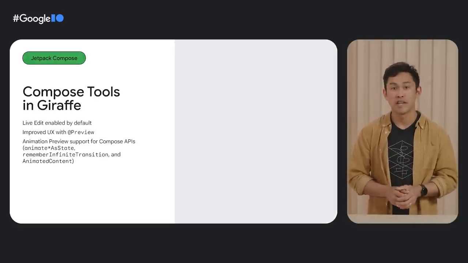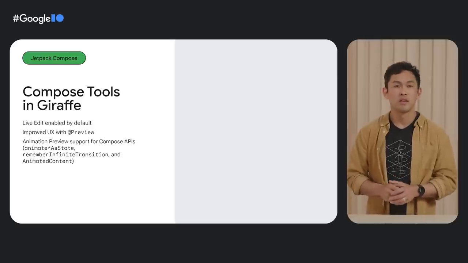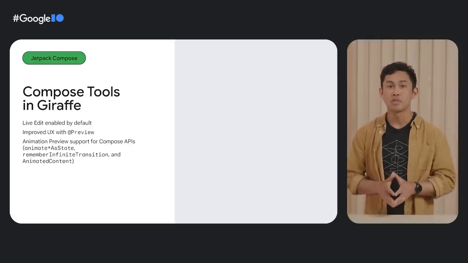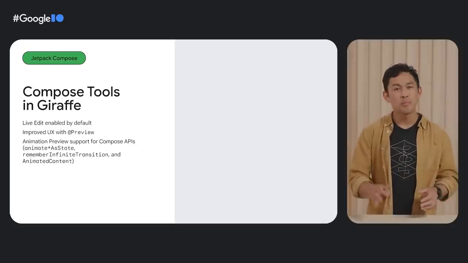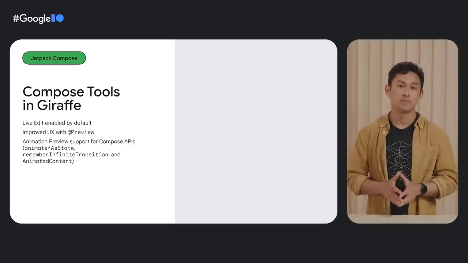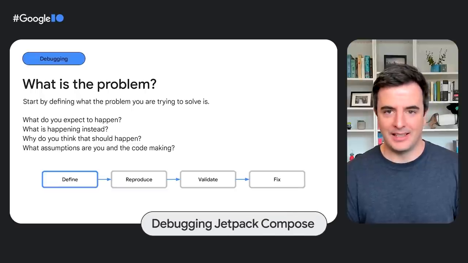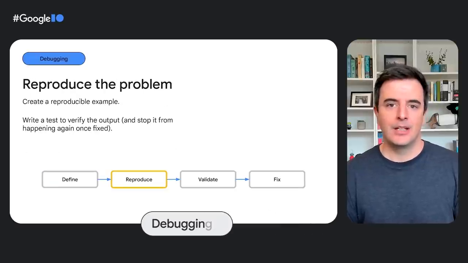Android Studio Giraffe has Compose tooling improvements. Features such as Live Edit being enabled by default and animation preview support for Compose APIs enable you to iterate much faster. In the Canary version of Android Studio, Hedgehog, new features like showing Compose state information in the debugger, multi-preview templates, visual lint, and accessibility test framework support for previews are all new tools to help you build better apps. To learn more about Compose at I/O, don't miss the talk on Jetpack Compose debugging.